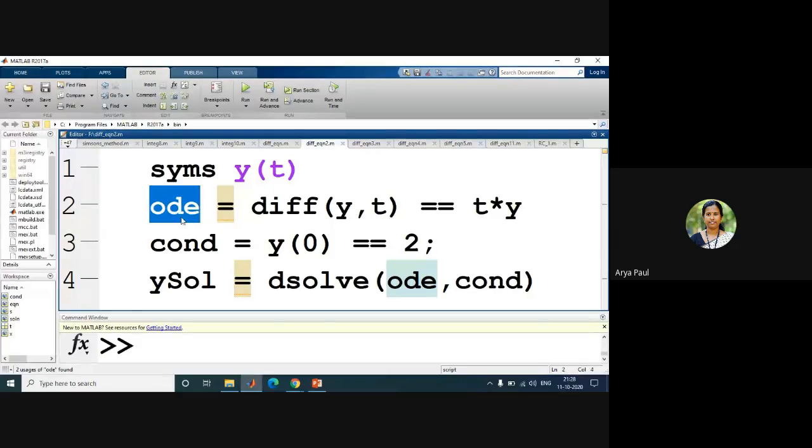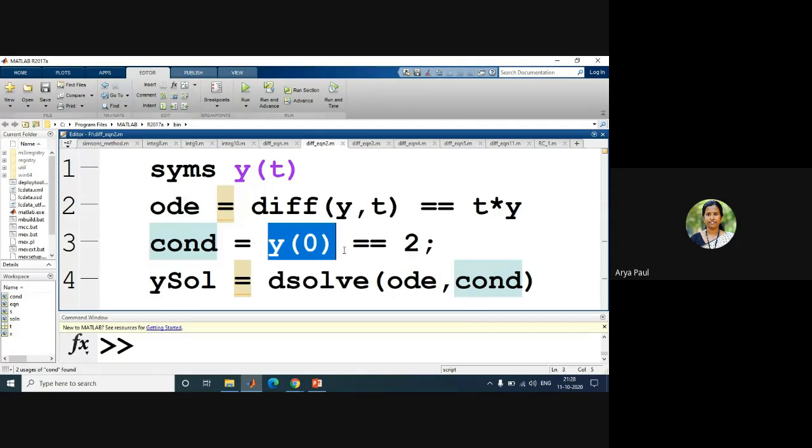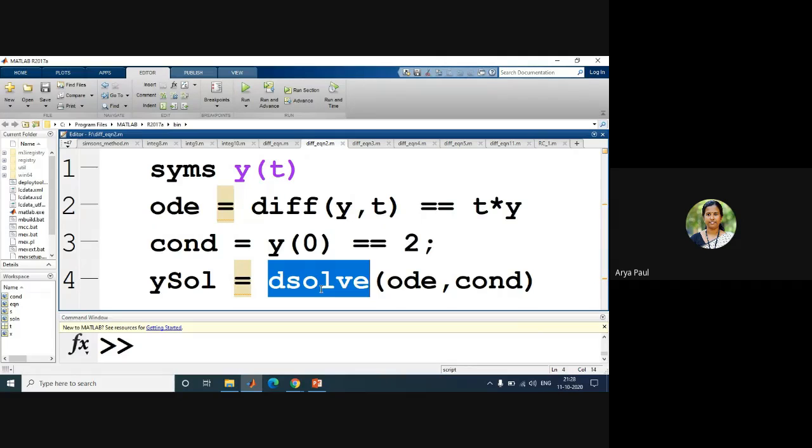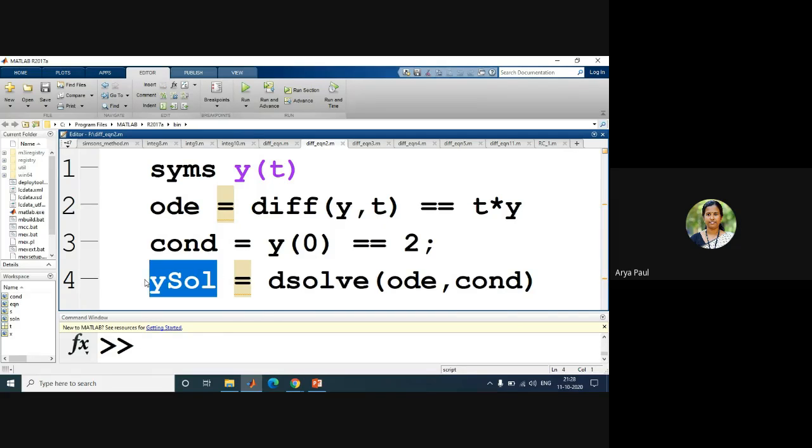You can create your own variable. And now you have given the condition. What is the condition? y of 0 equal to 2, because you are creating it as y of t. That is the initial condition. Then using dsolve, you have to solve this. I think this is clear. Now you will be getting the solution.